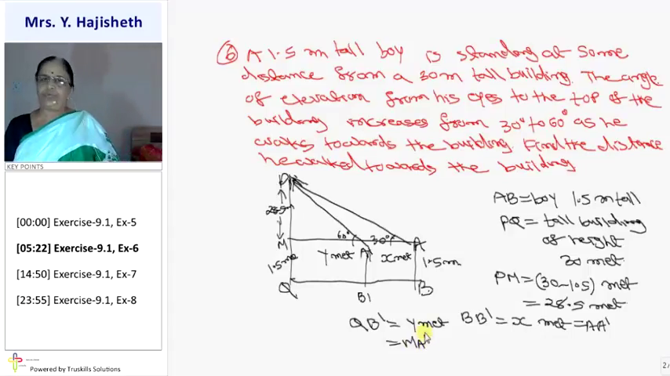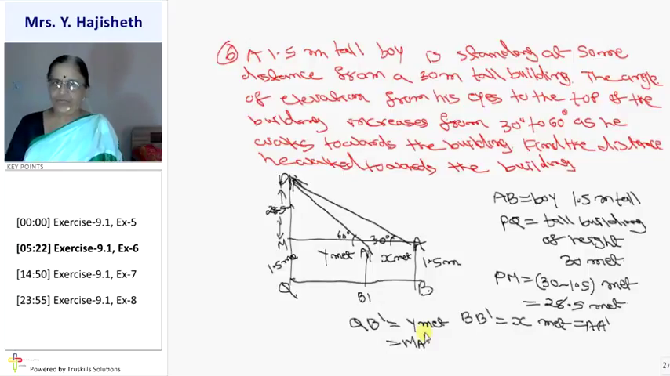Now I have to take help of the figure. From the figure, if you take triangle PMA, then I should take tan 30 is 28.5 upon x plus y. And if I take triangle PMA dash, then I have to take tan 60 and that is 28.5 upon y. Number 1 and number 2. Solving both the equations, you are going to get the value of x. Do you understand the procedure?